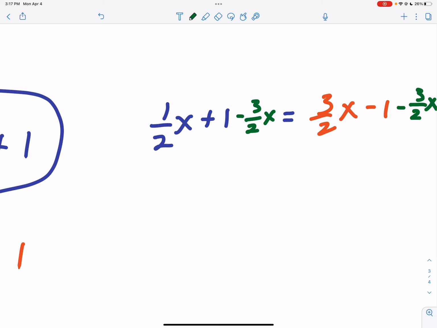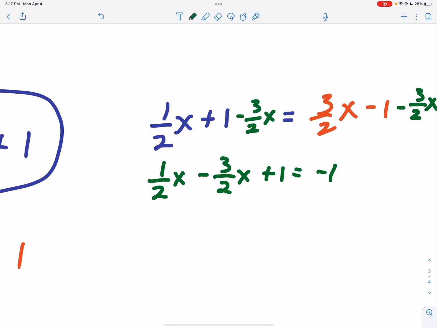On the left side, I get 1/2 x minus 3/2 x. I'm just reordering so that you guys can see it a little bit more easily because I want to talk about this fraction jazz that's going on. And on the right side, I have 3/2 x minus 3/2 x is 0x. It's the same thing minus itself. So I'm just left with -1 over there. Now this part right here you might get a little bit nervous about. Don't.